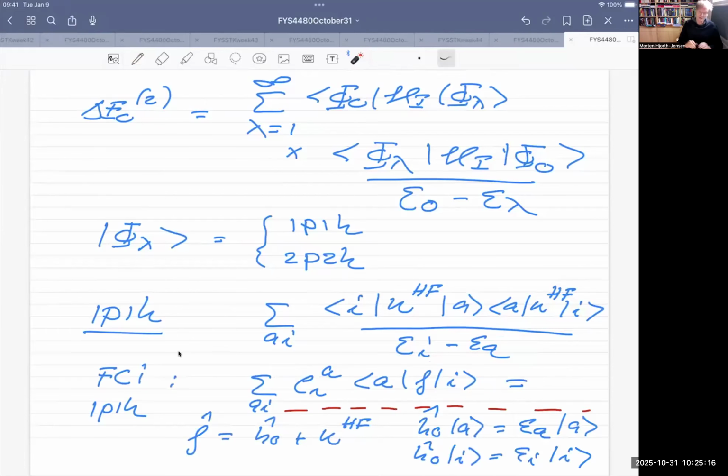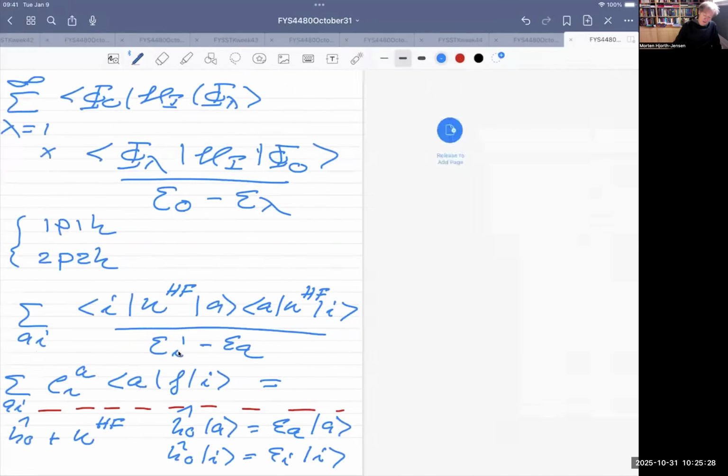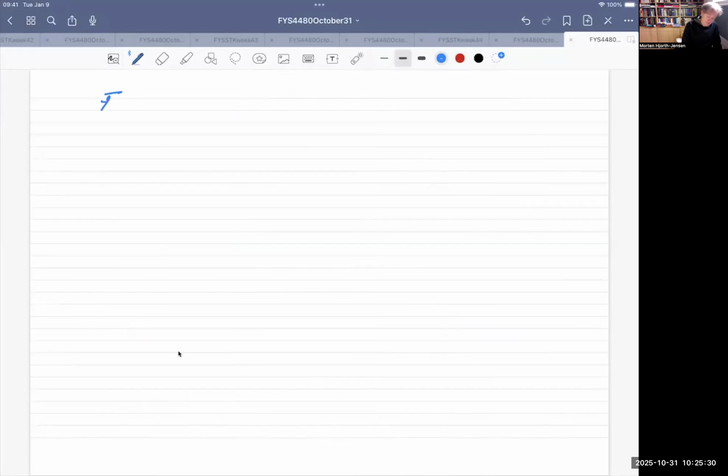So let's remind ourselves again about it before we move on to the case with two particle, two hole excitations. Okay, so let's look at the equation which we had from FCI.